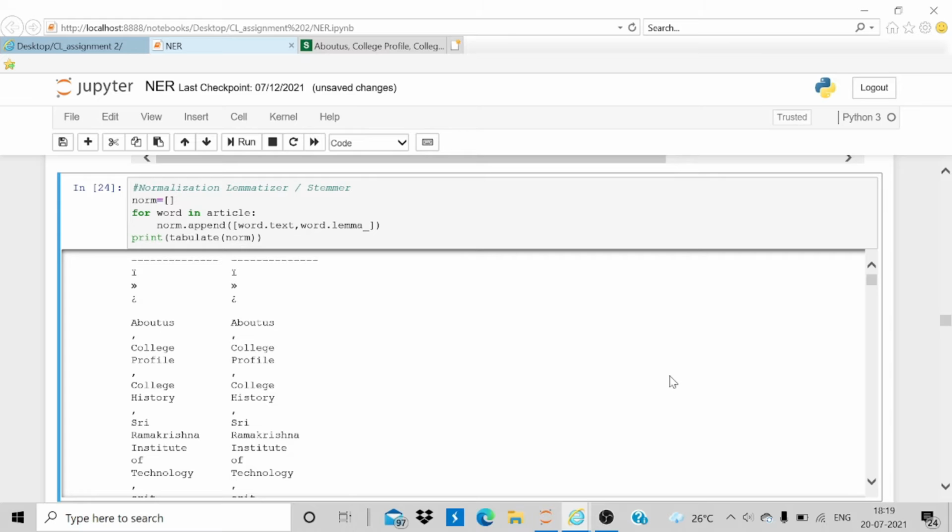Okay. And then the next thing is we are normalizing each token. So either we can go for a stemmer or a lemmatizer. The difference between a stemmer and a lemmatizer is that a stemmer will strip the prefix or suffix. So for example, if you have walking, in this case the suffix will be removed to identify the root word. The lemmatizer is the one which will bring out the root word.